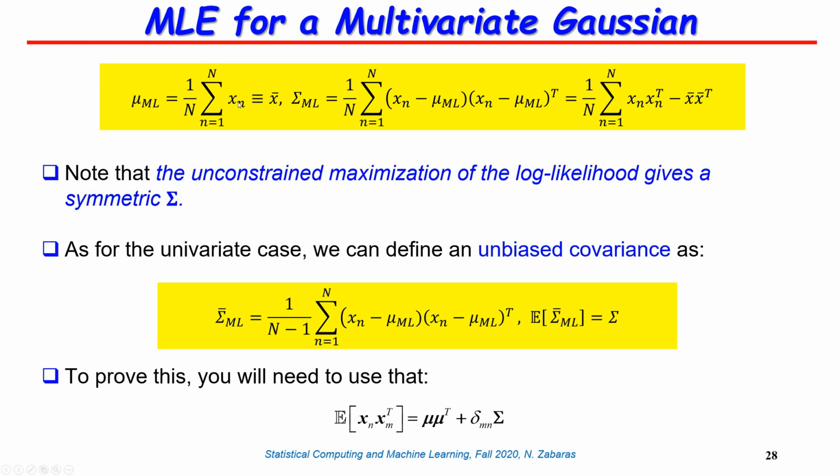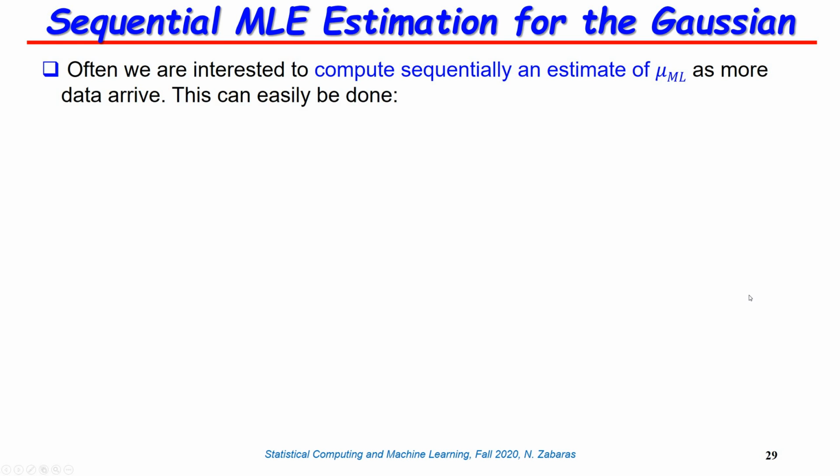So again, this estimate is unbiased, and the MLE estimate for sigma is a biased estimate. Okay, so to finish the lecture today, let me tell you that often, both for the MLE estimates and other estimators we will see for Bayesian analysis, it makes a lot of sense to be able to update estimators sequentially.